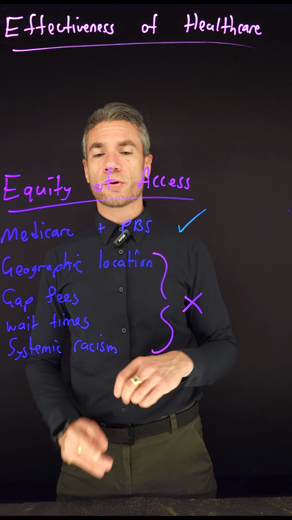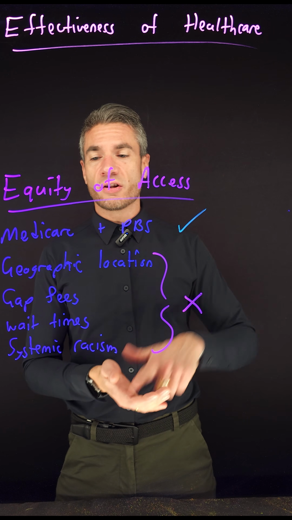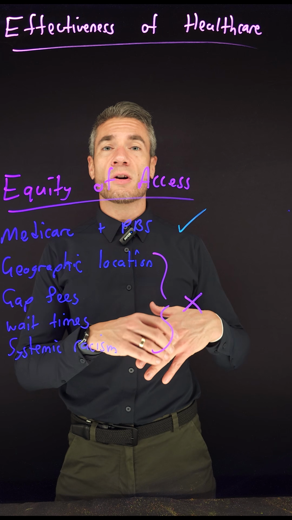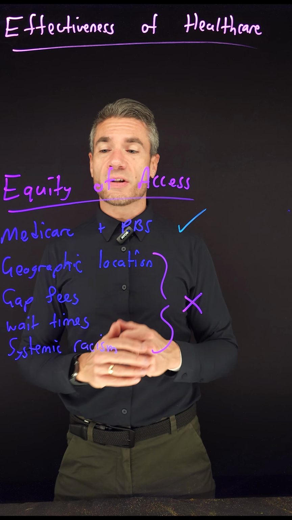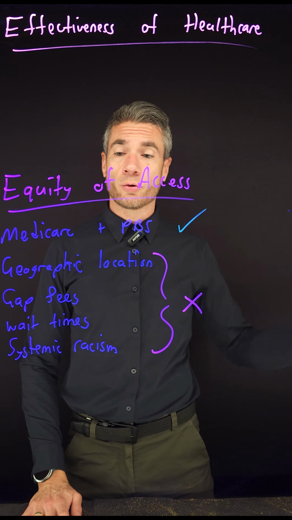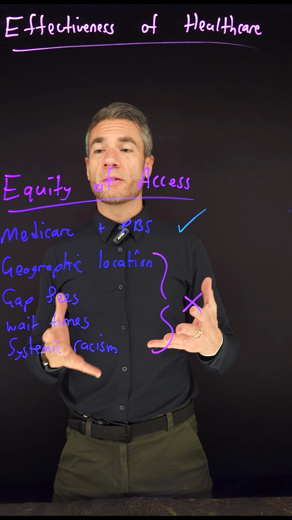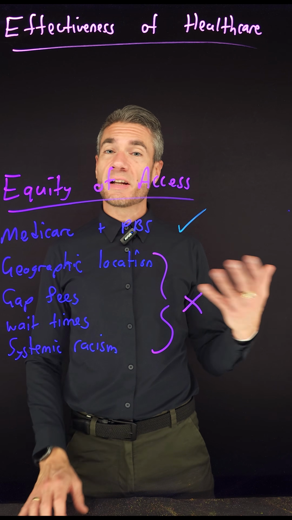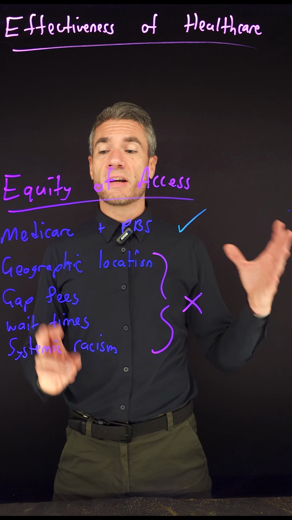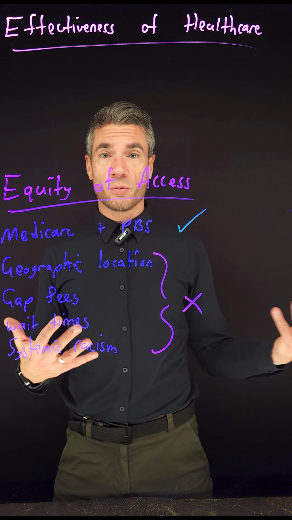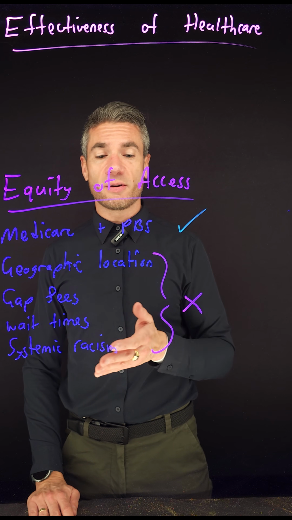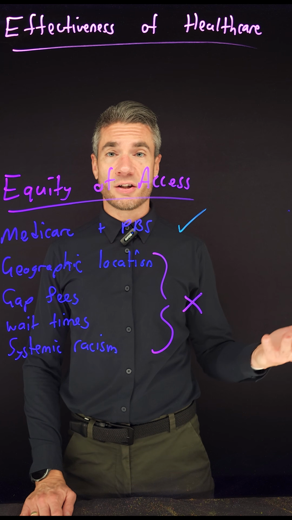However, we could improve through things like geographic location, gap fees, wait times, and systemic racism specifically for First Nations peoples. How do we address these? Well, geographic location, we could have more mobile services, more infrastructure built in rural and remote locations. Gap fees could be reduced by increasing the amount that Medicare do support, or by simply having more private institutional care. It will lower the cost because there are more options available. That will go along with wait times, and systemic racism is going to be through ongoing education and training.